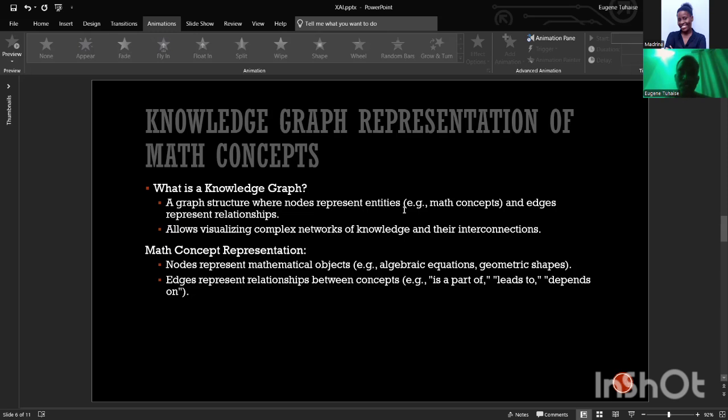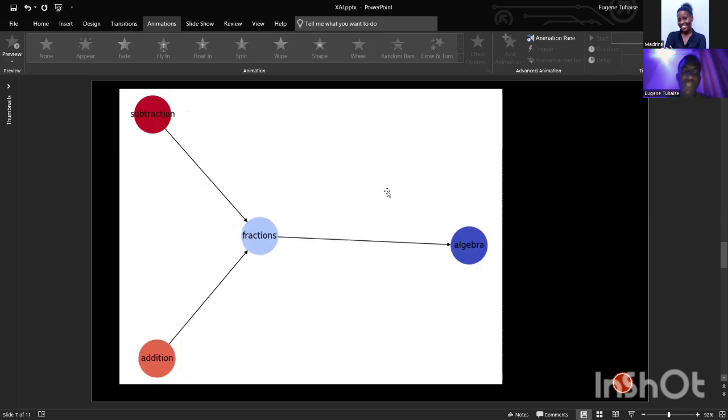The nodes represent mathematical objects like algebraic equations or geometric shapes. Then the edges represent the relationships between each of those concepts. For example, an edge may mean it's a part of this, leads to this, or depends on this. If we are working with elementary mathematics, we have subtraction, addition, and algebra, and we can see that they are all interconnected in fractions, for example.